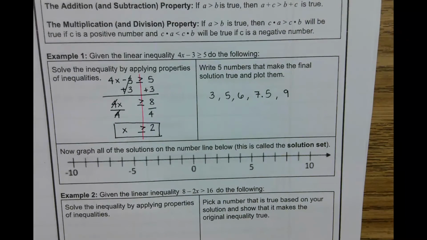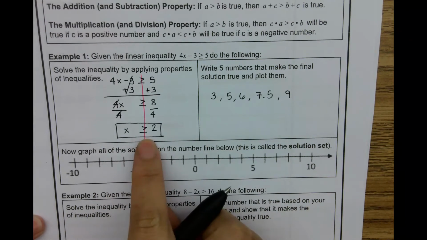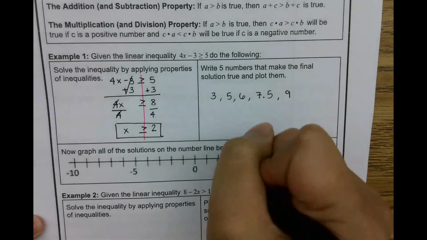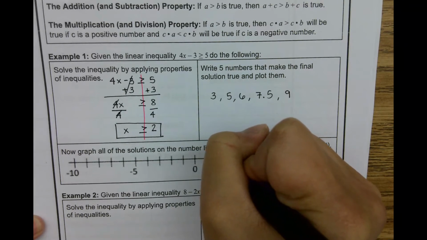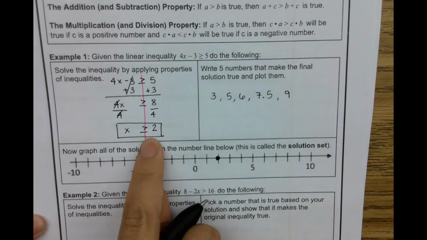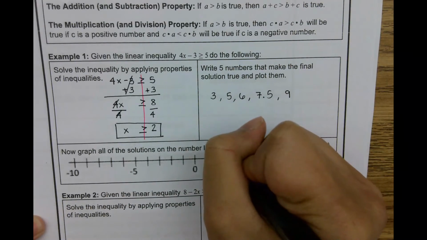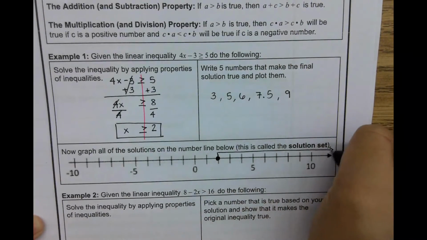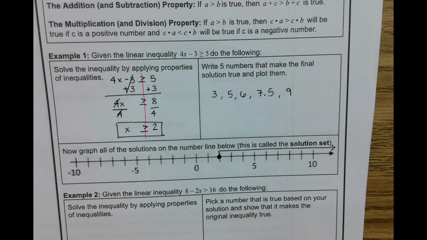So now we can graph all of the solutions. You learned how to graph this on a number line. So x greater than or equal to 2. That's a closed circle because of the equal to. And since it's x greater than 2, it's going to go to the right, where all my numbers are greater than. And what you should notice is that all of these numbers lie in this shaded area.